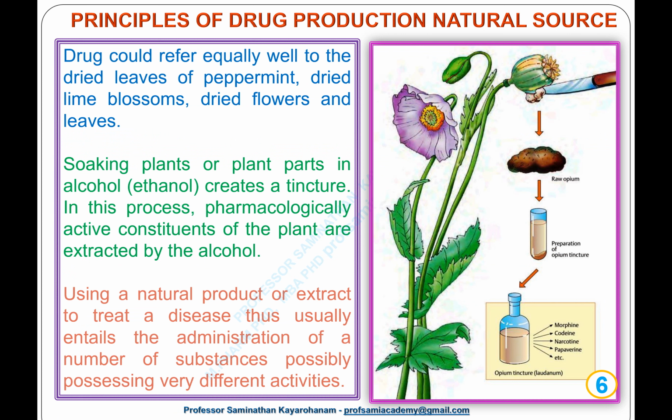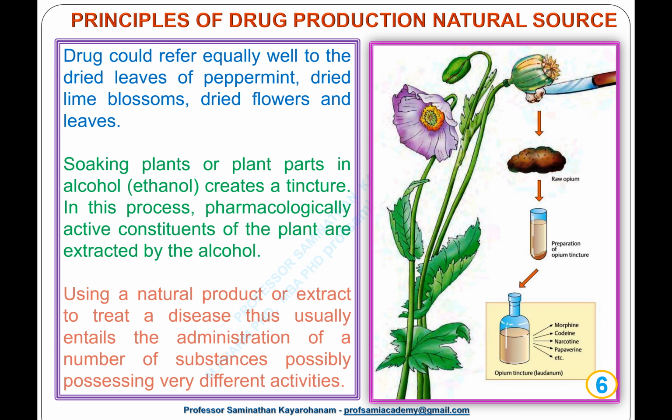Slide number 6, Principles of drug production. The drug could refer equally well to the dried leaves of peppermint, dried lime blossoms, dried flowers and leaves. Soaking plants or plant parts in alcohol, ethanol, creates a tincture. In this process, pharmacologically active constituents of the plant are extracted by the alcohol. Using a natural product or extract to treat a disease thus usually entails the administration of a number of substances possibly possessing very different activities.